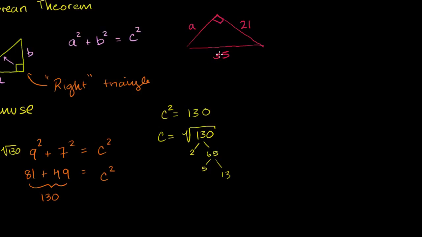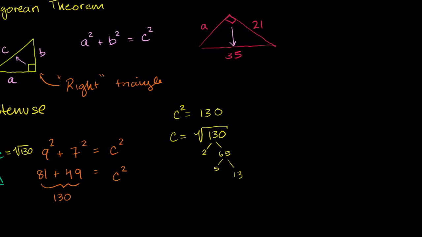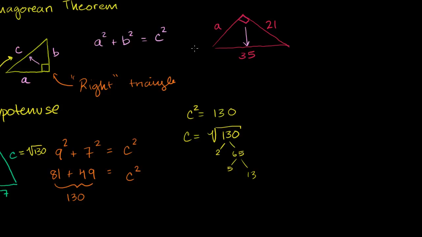So your instinct to solve for a might say, hey, 21 squared plus 35 squared is going to be equal to a squared. But notice, in this situation, 35 is the hypotenuse. 35 is our c. It's the longest side of our right triangle. So what the Pythagorean theorem tells us is that a squared plus the other non-hypotenuse side squared, so a squared plus 21 squared, is going to be equal to 35 squared. You always have to remember the c squared right here.